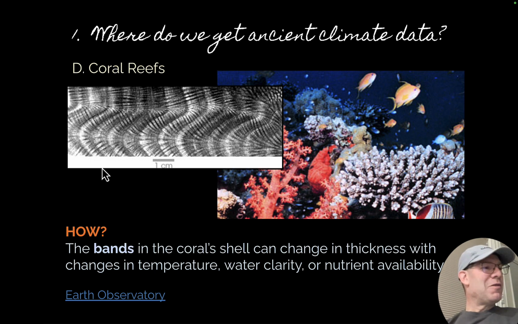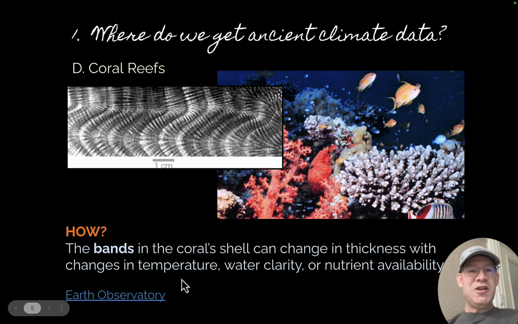All right, so where are we? Oh, totally lost where I am. D. Bands in coral shell can change in thickness with changes in temperature, water clarity, or nutrient availability. And there's the link that I was talking about. I thought it was really pretty interesting. It's kind of like tree rings in a way, but for coral reefs.